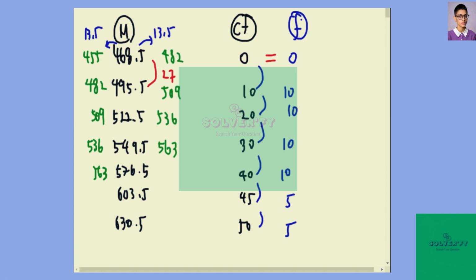563, 576 plus 0.5 plus 13.5 will be 590. Okay, and this should be 590. And this is going to be 617. And this is 617, and this should be 644. I'm sorry, 644. Okay, so we found our class limits. All right, so based upon this information, we can construct a histogram now.